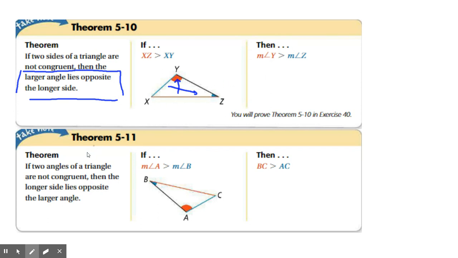Now, the same thing happens in the reverse order. If you have two angles that are not congruent in a triangle, then the longer side lies opposite the larger angle. So in this picture, they're telling you that angle A is bigger than angle B. So the side opposite of angle A will be bigger than the side opposite of angle B. It's very easy, just draw where it opens up to. Angle A opens up to segment BC. So BC must be bigger than, and now angle B is here, it opens up to side AC. That means BC has to be greater than AC.